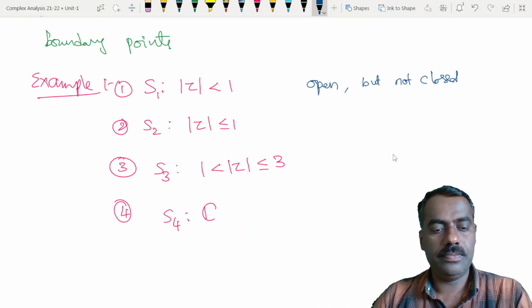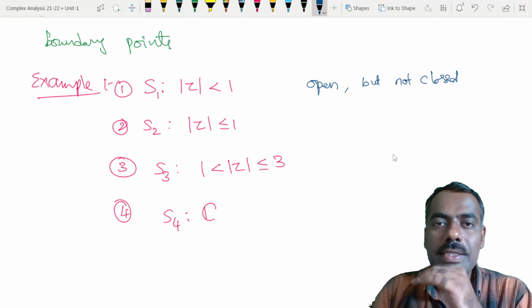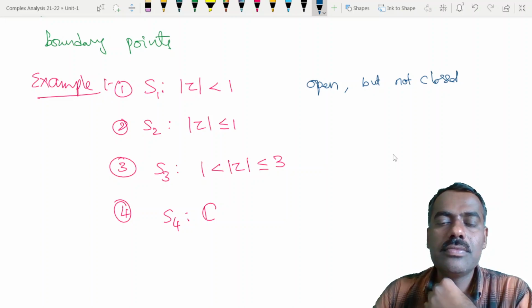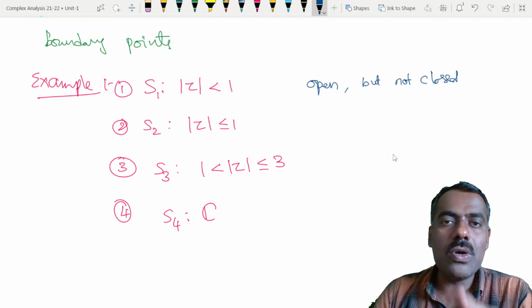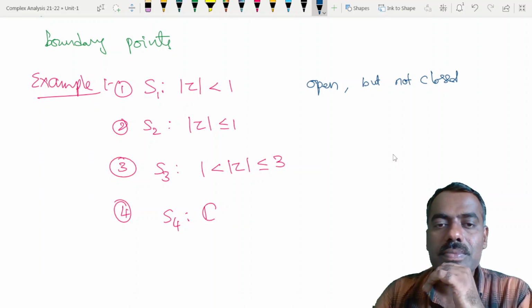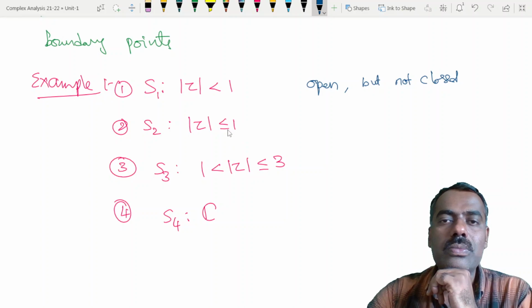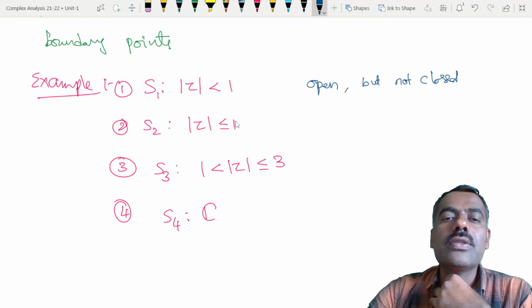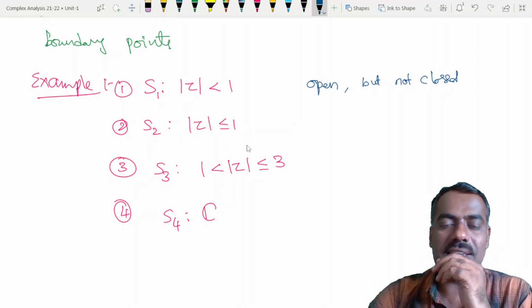S2. Is it open? Open. Why is it open? Because if we take mod Z less than 1, then it will be open. But mod Z equal to 1, they are also points of S2, right? Mod Z equal to 1, they are also points of S2. Yes or no? Yes, sir. So all those points with mod Z equal to 1 are boundary points of this circle, this S2, right?